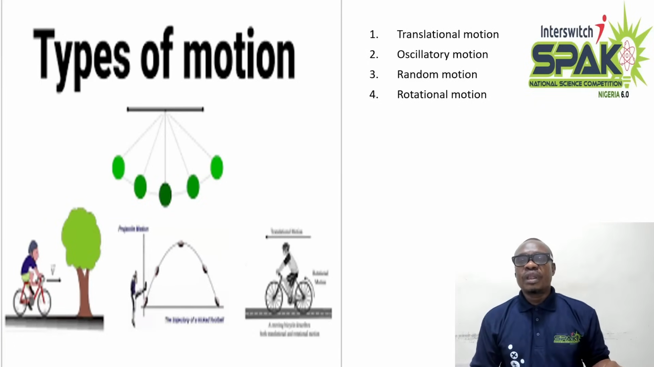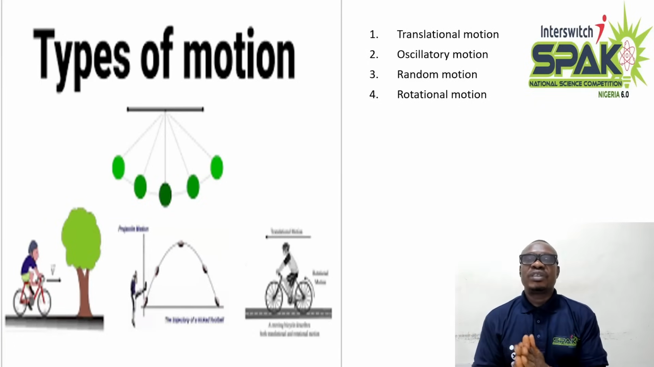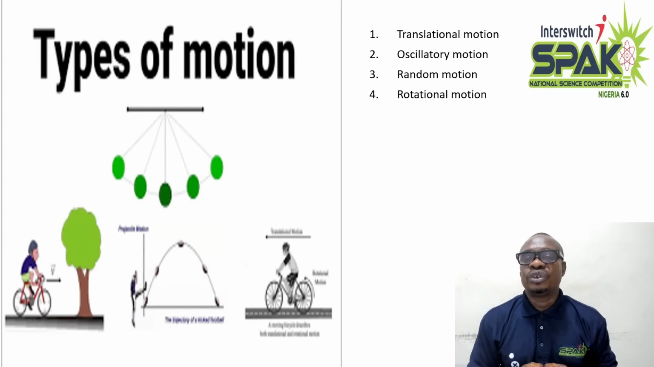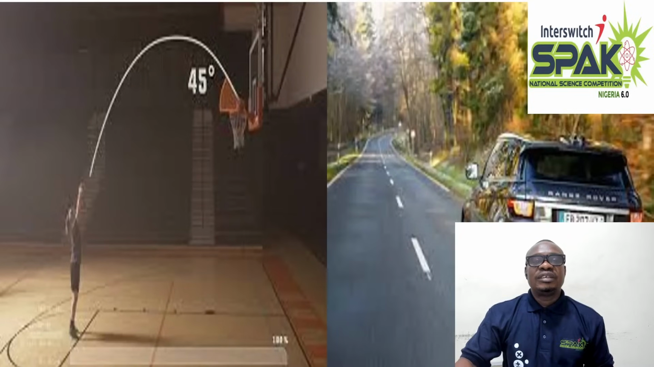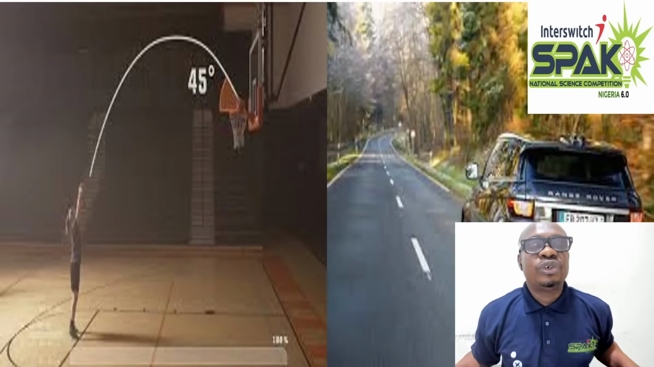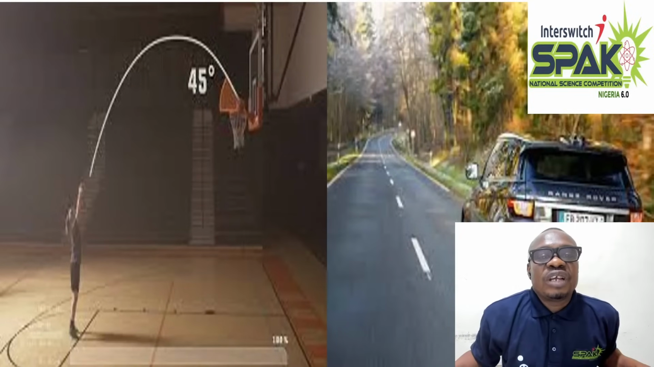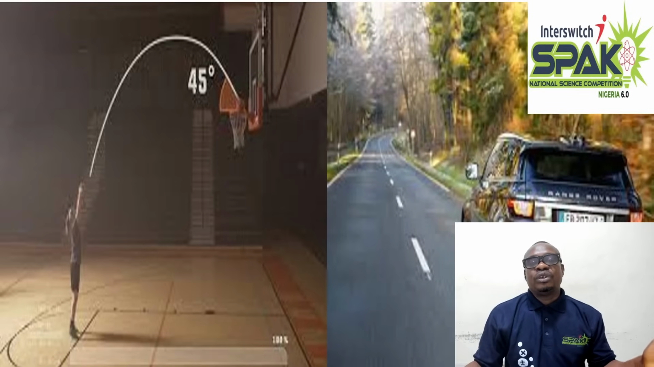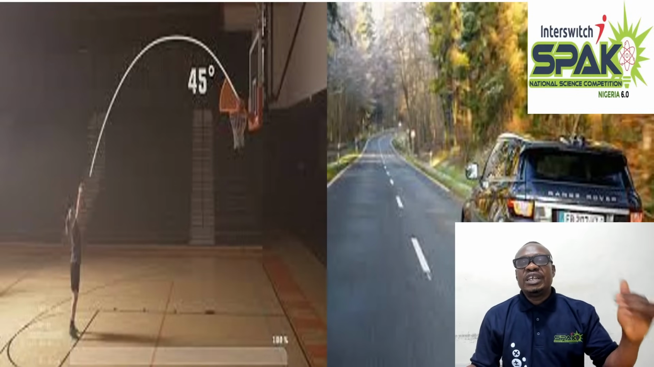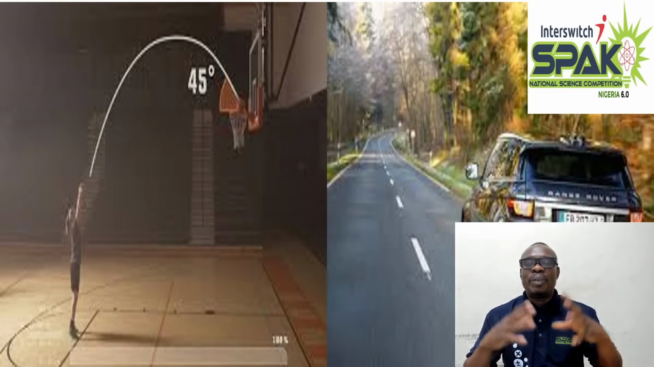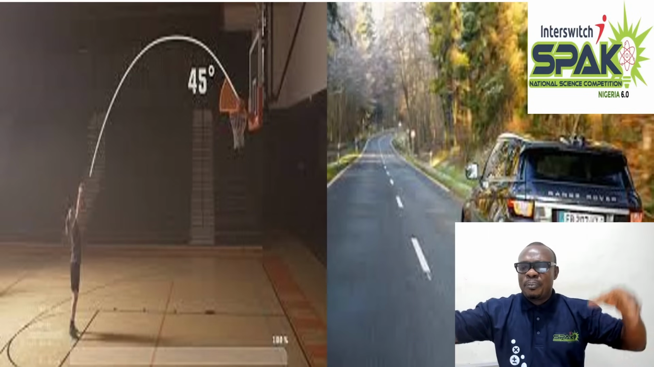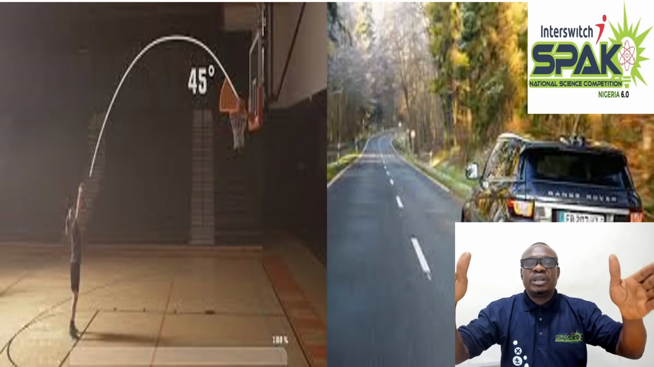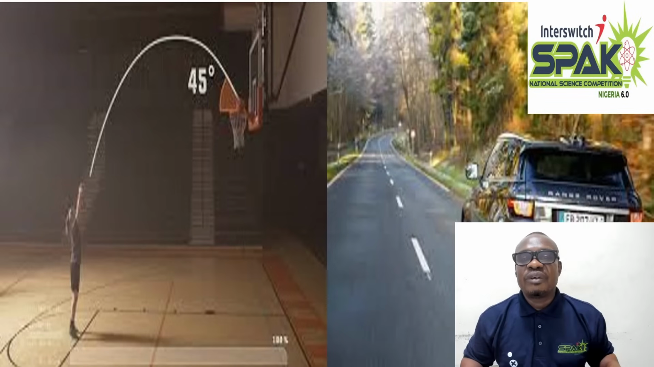Types of motion. Now we have basically 4 types of motion. We have the translational motion, the oscillatory motion, the random motion, and the rotational motion. Now let's take them one after the other. Translational motion. What then is translational motion? Translational motion is the motion or movement in which all parts of the body move uniformly. All points of the body move uniformly in the same direction.